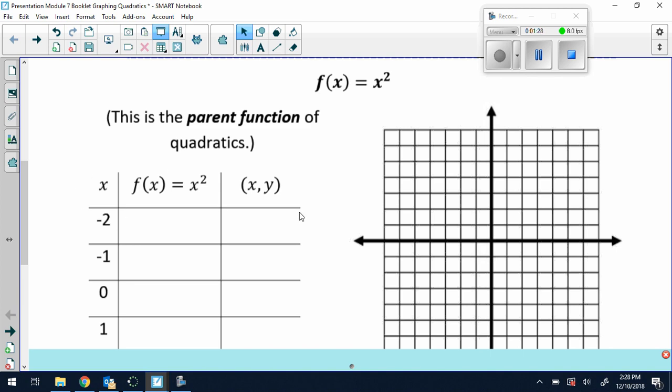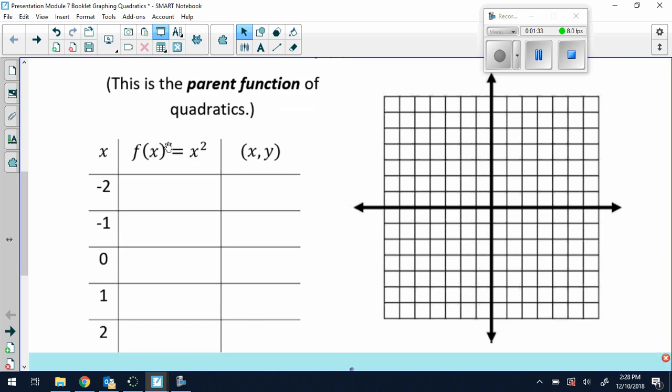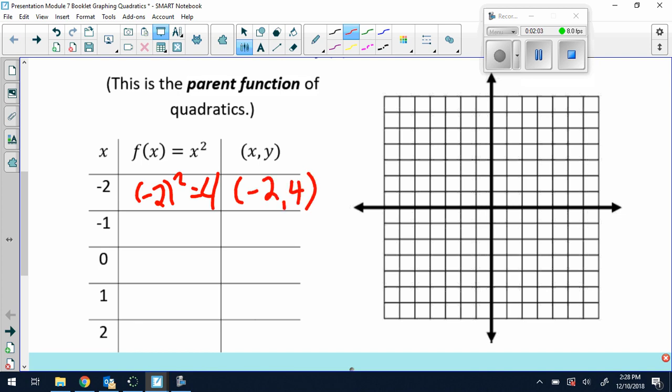So here's my table of values. I've randomly picked values for x. This is my function, f of x equals x squared, and then I'm going to write them as a set of points. Then I'm going to plot those points, and that will give me my function. All right, so I'm going to plug in -2 for x. So I'm taking out the x, I'm plugging in -2. I'm using parentheses, that's important because -2 squared is -2 times -2, which is +4. So that gives me the point -2, 4.